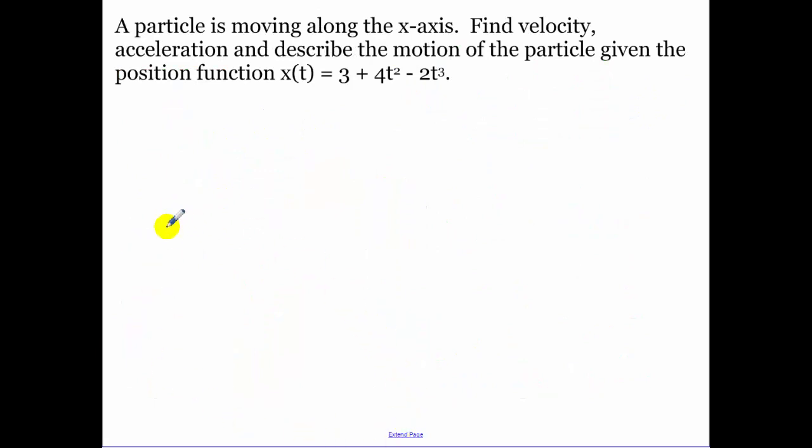Okay, our next example is a particle moving along the x-axis. Find the velocity and acceleration and describe the motion of the particle given this function. So our velocity is our first derivative, and our acceleration is the second derivative of position. If I could find my derivative correctly.